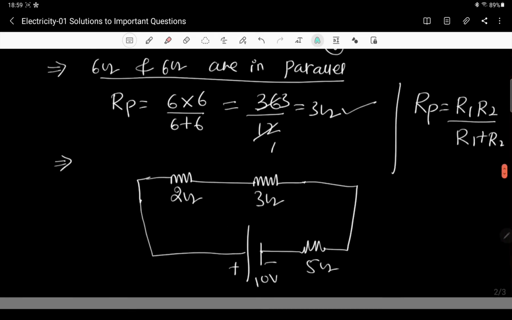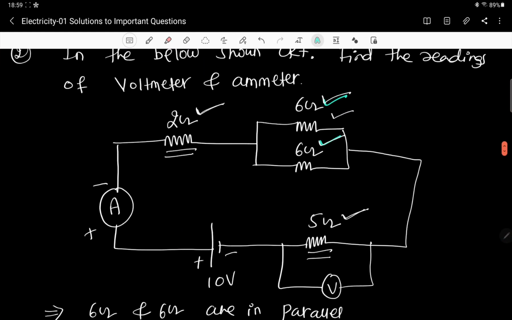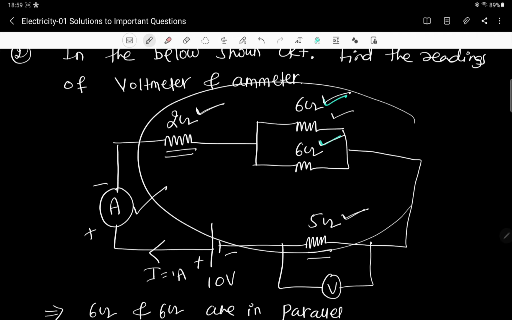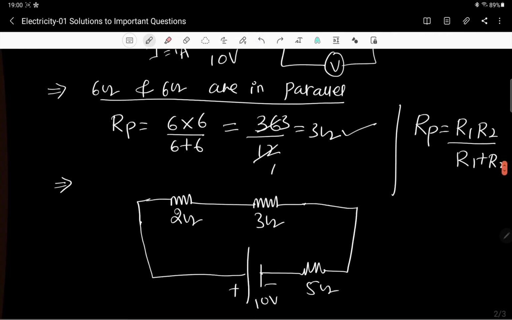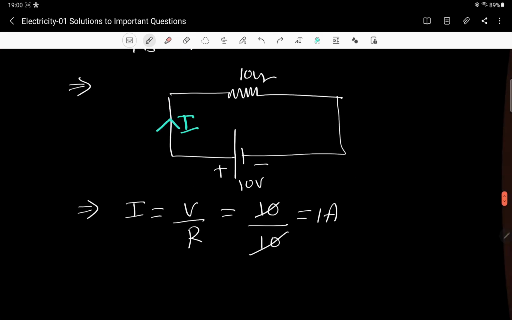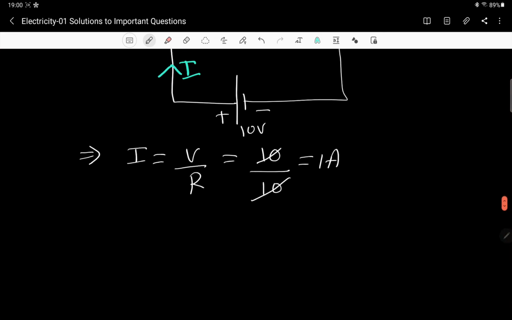So if this current is 1 ampere, now how about this current, I mean in the main circuit? Here also I am going to get the current. So this current is also 1 ampere. So that's why this ammeter reading is 1 ampere, because this entire circuit whatever I have shown here is the same as that single resistance I have shown. So therefore, ammeter reading is equal to 1 ampere, that is for sure.